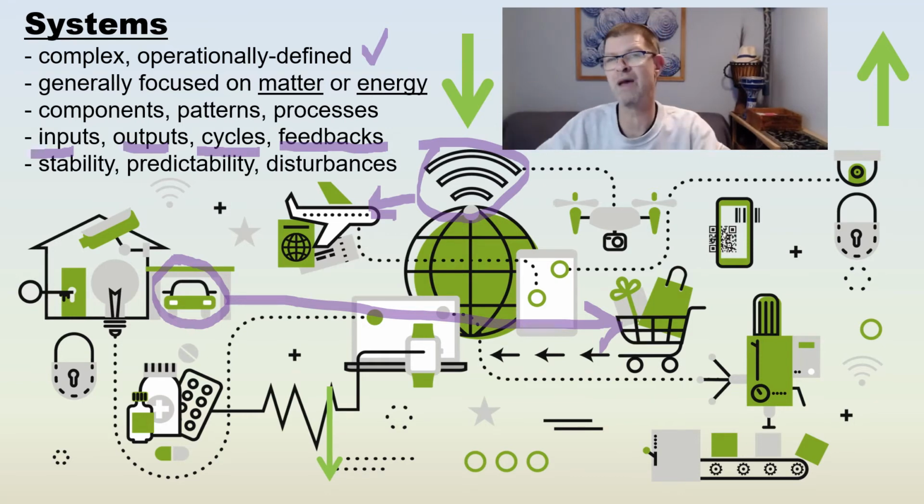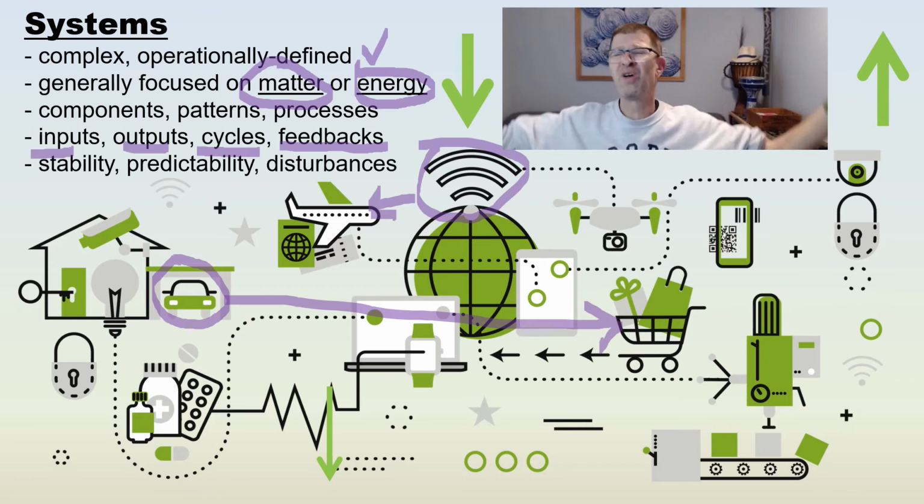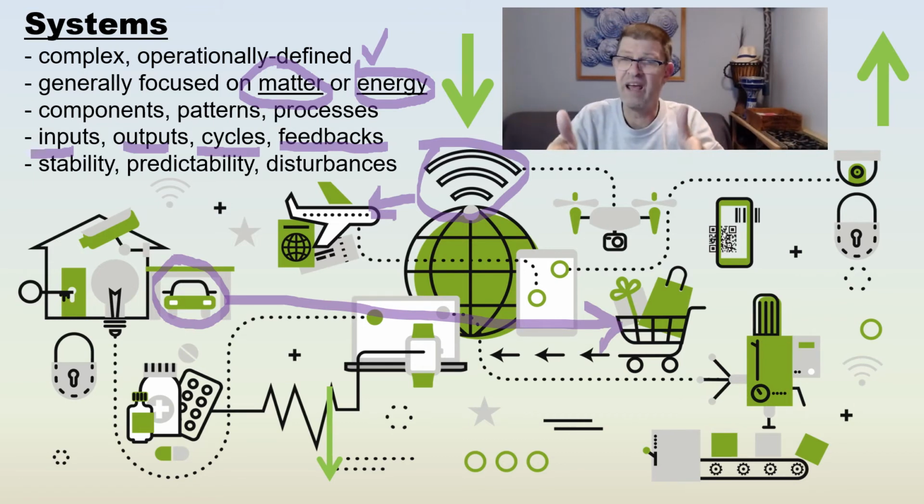The things that we're going to be measuring in systems like this in environmental science are generally matter, which is going to involve chemistry, or energy, which is going to involve physics. Boom, we're bringing two sciences together right away. So systems are complicated. They're operationally defined. We don't have to understand all systems at once. We have to understand a system that we're interested in using to make a particular prediction.